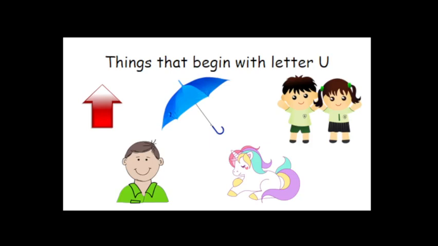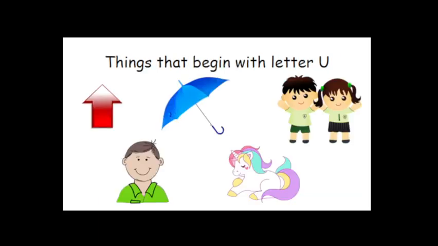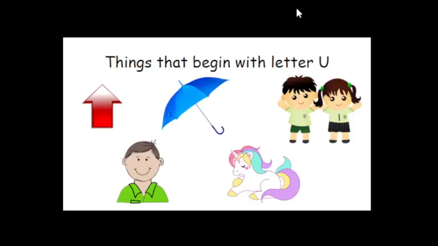Now that you know the things that begin with letter U, let us learn about the sound of letter U. What is the sound of letter U? The sound of this letter U has two sounds. The first sound of letter U is uh. Uh, up. Uh, uncle. Uh, umbrella.